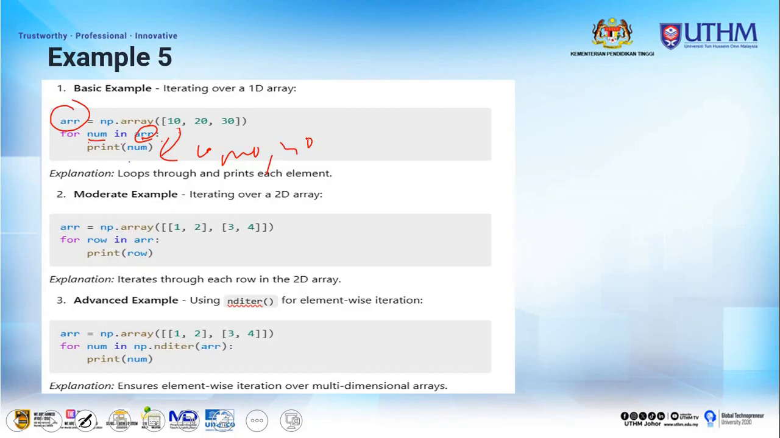Example 3, array equal to np.array 1, 2 and 3, 4. Just imagine this is a matrix, then it's easy for you to imagine how you are able to get the output. For num in np.nditer array, print num. This ensures element-wise iteration over multi-dimensional arrays. So it prints out all the elements over the iteration from this particular array.